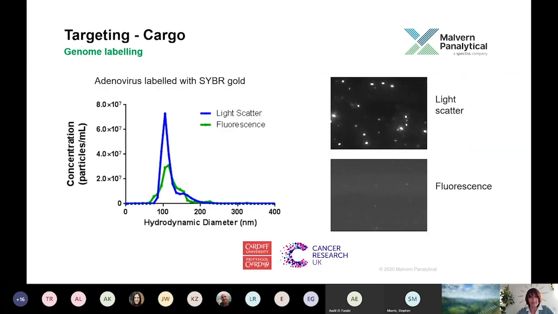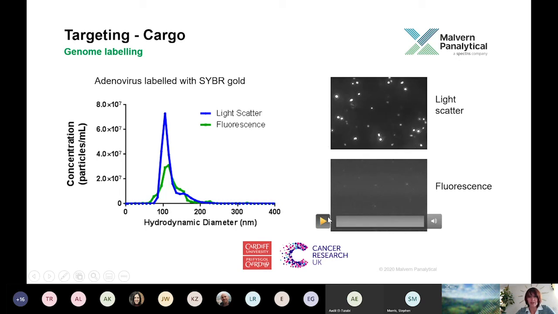The group studied the potential of the fluorescence capabilities with NanoSight further. The purified adenovirus was then labeled with DNA dye, SYBR Gold, and characterized again in the light scatter and fluorescence mode. I will try to play those videos for you.